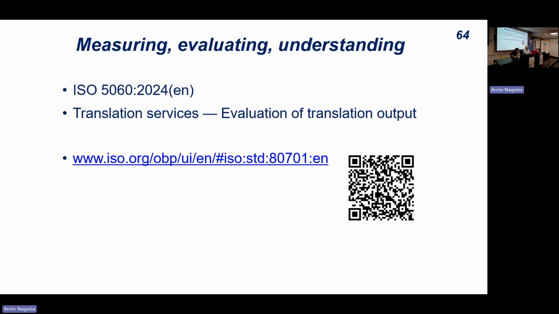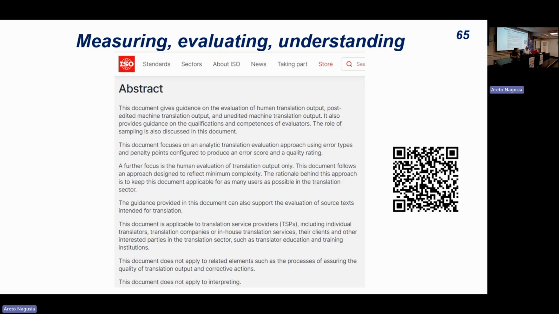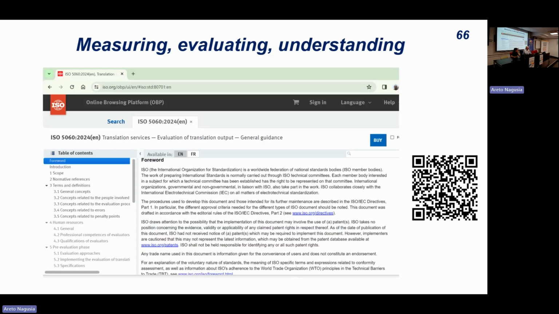So I know this has been a very quick overview, but I hope that at least it got you thinking about the right decisions and the sort of things you need to be aware of and avoid. One particularly authoritative text about evaluation of translation output, the official name is Translation Services, Evaluation of Translation Output, is ISO standard 5060 from 2024. So relatively recent. You have the QR code there in case any of you are interested. This is the abstract. This is the overview.